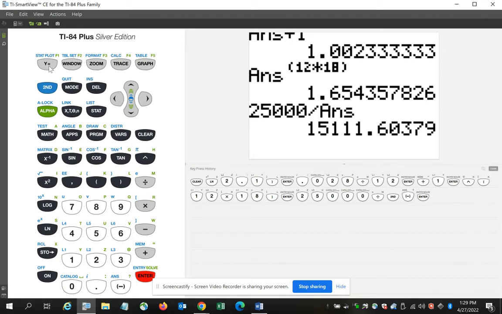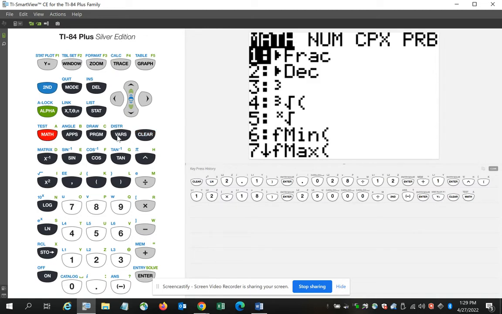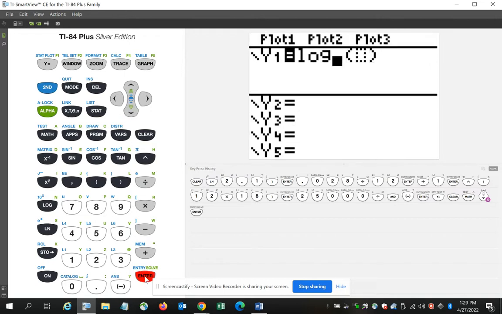If you go to y equals, let me clear this one out, and then I'm going to go to math and arrow down. I believe this is where it's located. I need log with a base, so I'm going to choose this option, and I'm going to tell it base 5 of the variable, and then I'm going to graph.